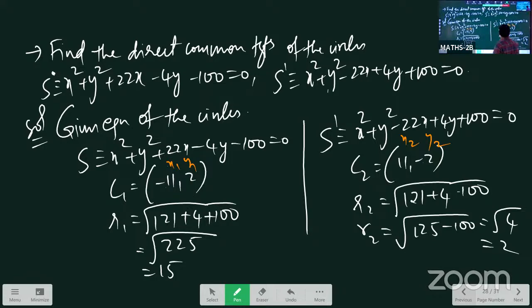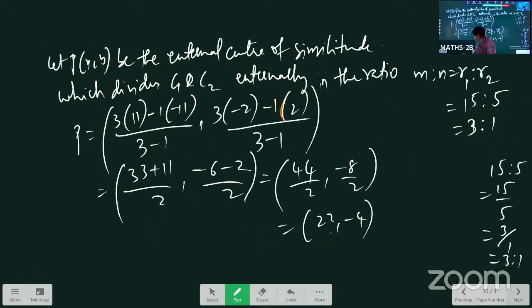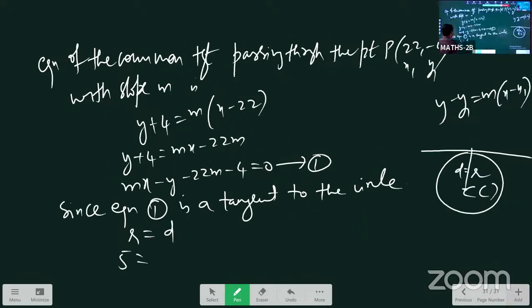Radius R1 is 15 and R2 is 2. Whichever circle you want, you can consider; it's not a problem here. The perpendicular distance from the center to the line: R is equal to D. So 15 is equal to the perpendicular distance from the center.